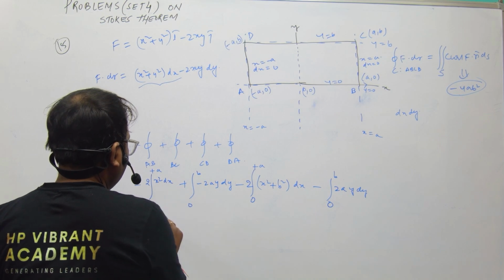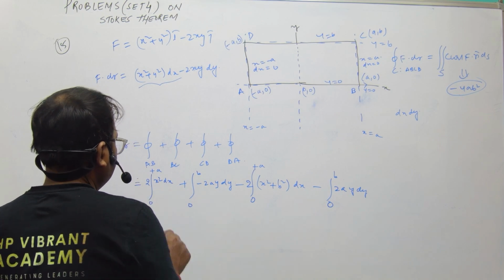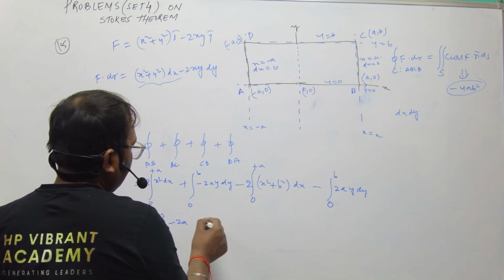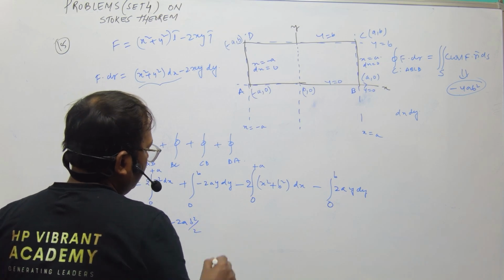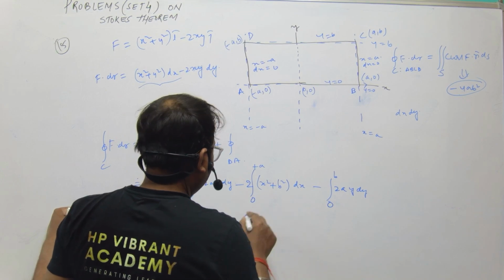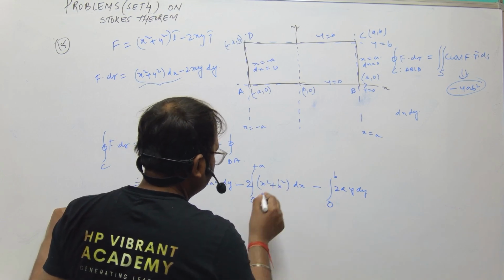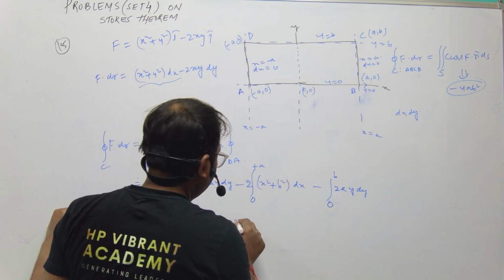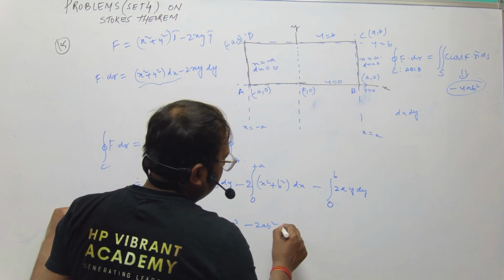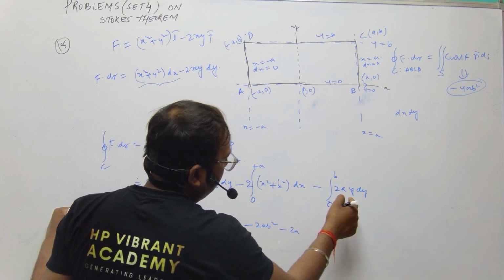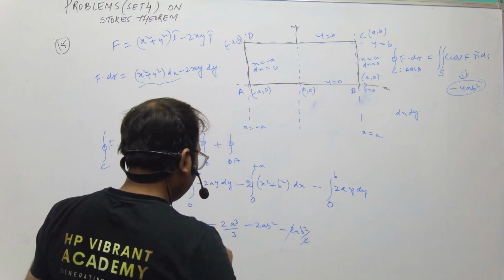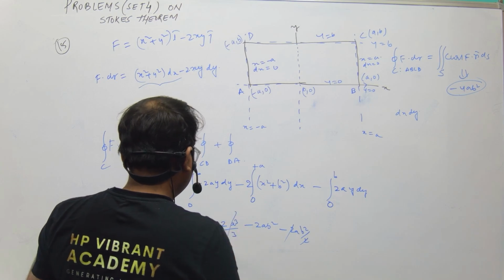So this is 2 times of x square dx, so this is a cube upon 3. This is minus 2a into y square by 2, b square upon 2. Minus 2, and this is x square dx, and limit is 0 to a. So this is a cube upon 3, and this is minus 2ab square. This is minus 2a into y square by 2, so this is b square upon 2. This gets cancelled, and this is minus ab square.